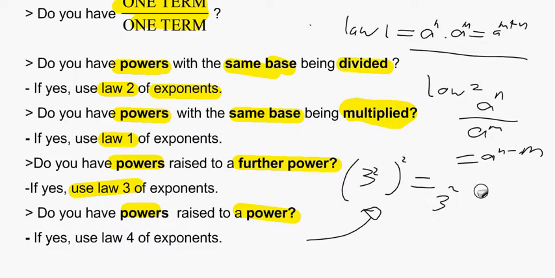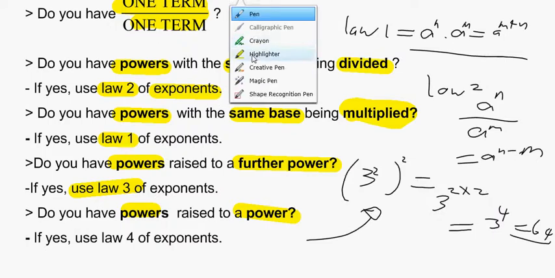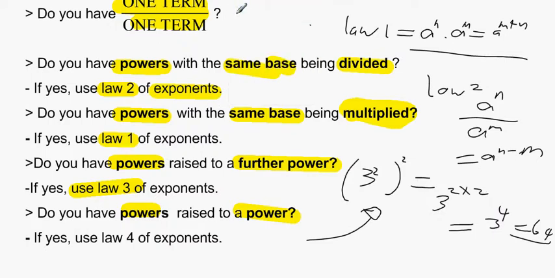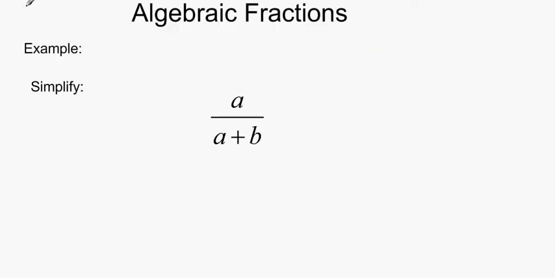2 times 2 is 4, which gives us 3 to the power of 4, which is 81. Okay, so that's really the basics that we need to know before we jump into algebraic fractions.